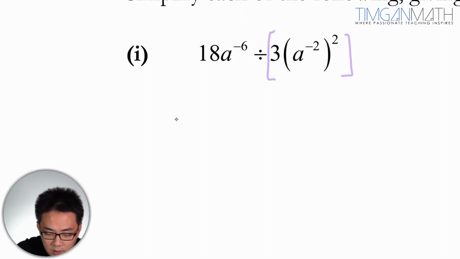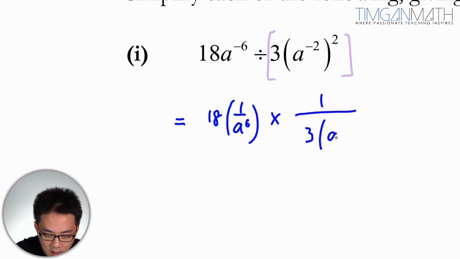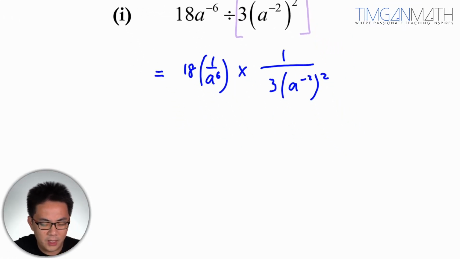So what we're going to do is put this as equals to 18, and a to the power of minus 6 will just be 1 over a to the 6, right? And this here will just multiply by 1 over (3a to the power of minus 2) squared. Okay, so this is it.